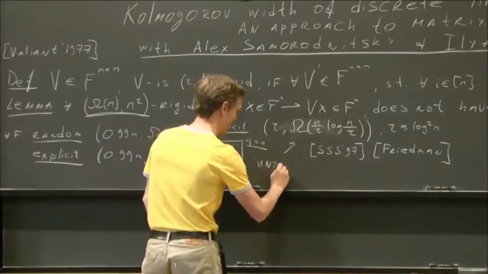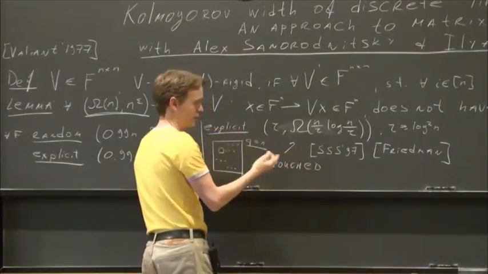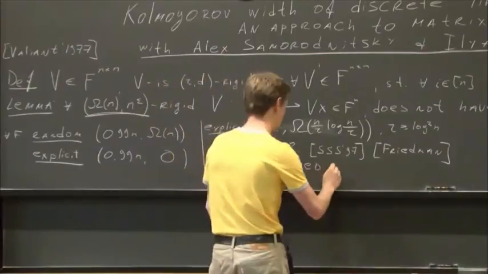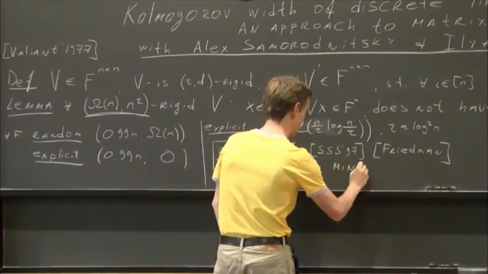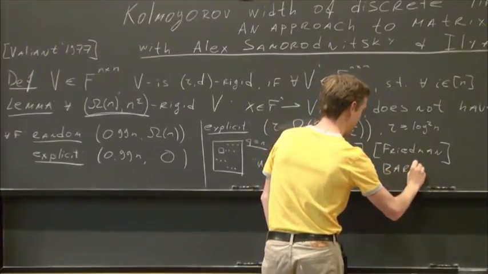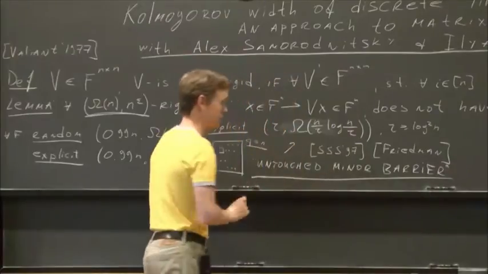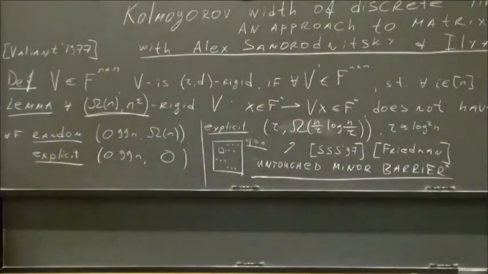You cannot do the same argument, say, over F2, but then there is a different argument that gives essentially the same parameters. And this is where we are. Quantitatively, this is the best known, this untouched minor argument.